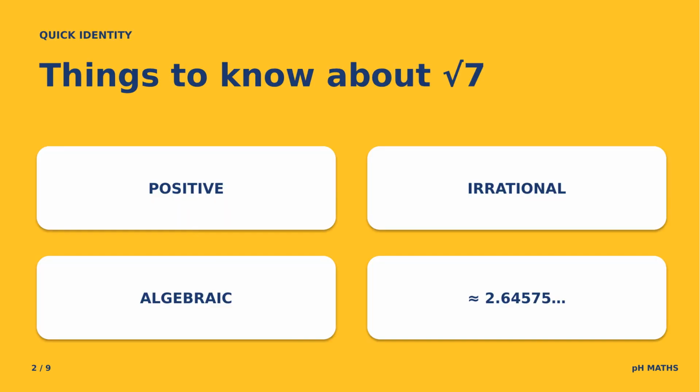Quick identity check. Root 7 is positive. Root 7 is irrational. Root 7 is algebraic. It solves x squared equals 7. And as a decimal, it's approximately 2.64575. Memorize 2.64 as a rough working value. It sits between 2.5 and 3. A quick mental check for sense.